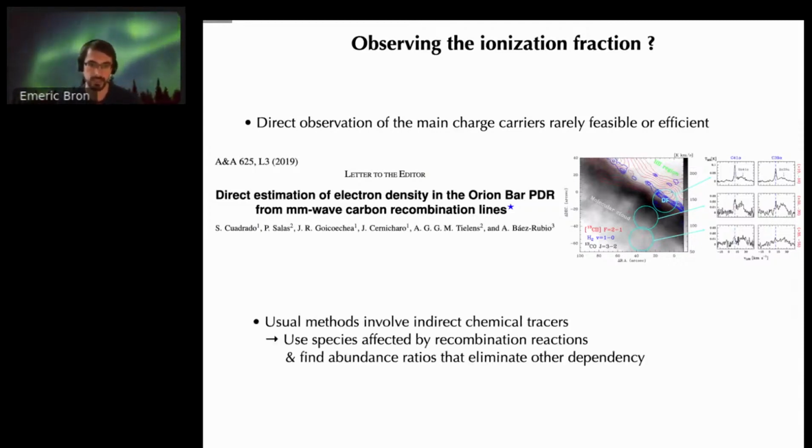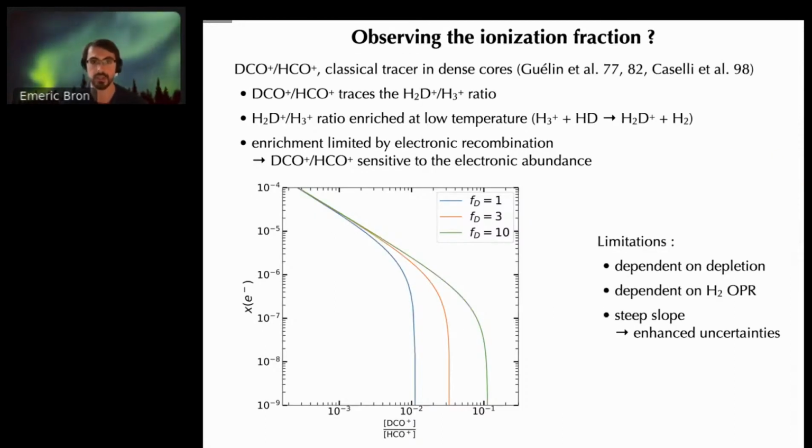And so most methods will involve indirect chemical tracers, which are species usually affected by, for instance, recombination reactions, so reactions with electrons, so that their abundance, or the abundance ratios between two species, will be sensitive to the fraction of electrons and will eliminate as much as possible the influence of other physical parameters. The most common of those traditional methods is to use the DCO+ over HCO+ ratio, because this ratio traces the H2D+ over H3+ ratio, so the deuteration ratio of H3+.